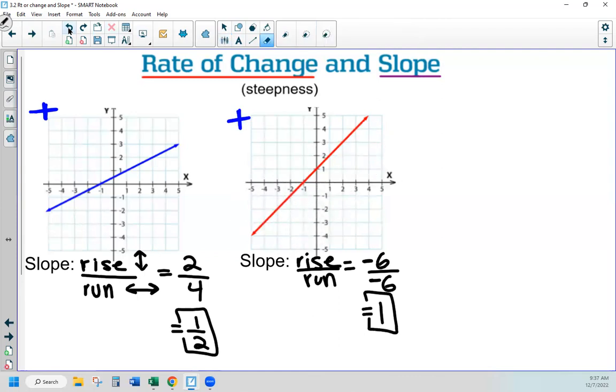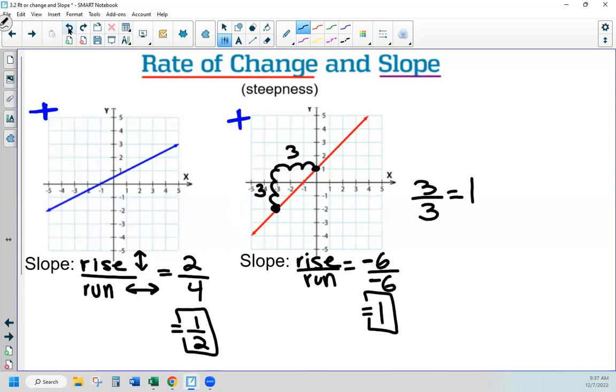Now, say you did it a different way. It's okay. It doesn't matter. Say you chose this point right here and this point right here. Doesn't matter which point you choose, because look: 1, 2, 3, that's 3 going up, and then 1, 2, 3, that's 3 going to the right. 3 up, 3 to the right. 3 divided by 3 is 1. Same thing. If you're getting a slope of 1, you are getting it correct. If you're getting a slope that's a different number, you need to pause the video right now and raise your hand. Let me come to you and help you out.